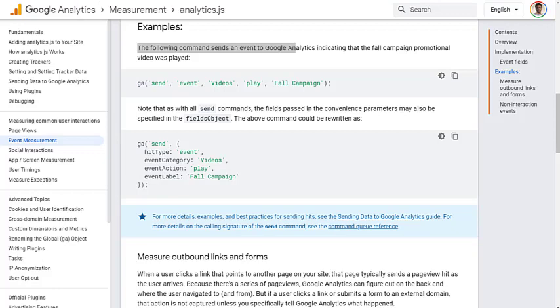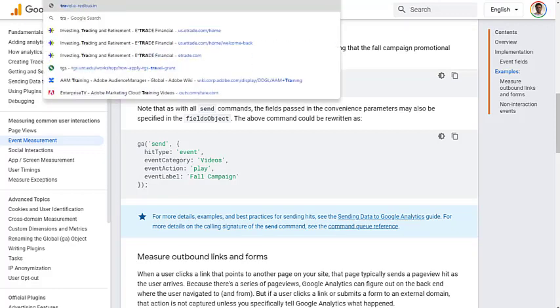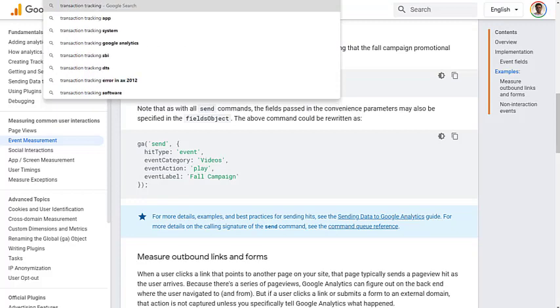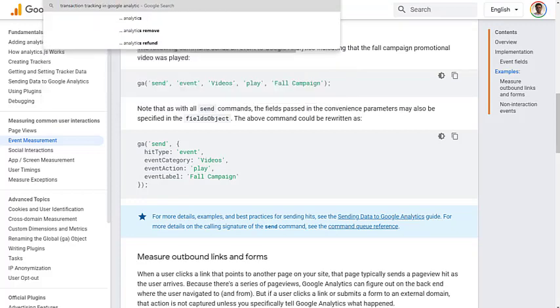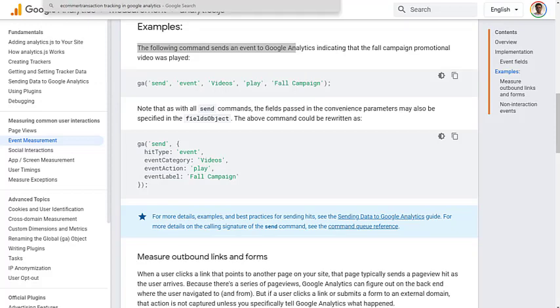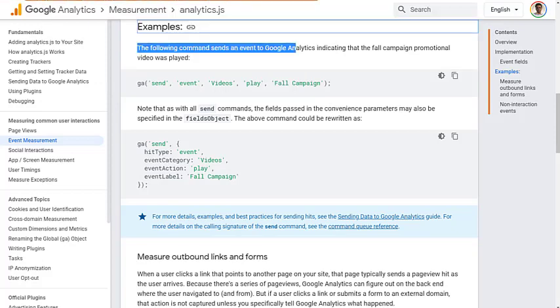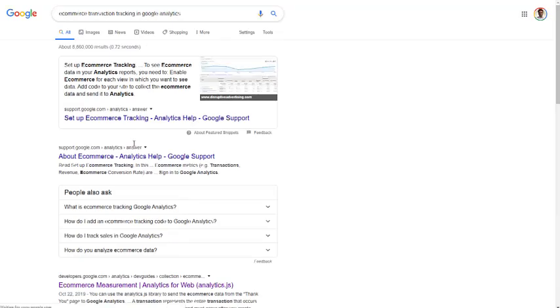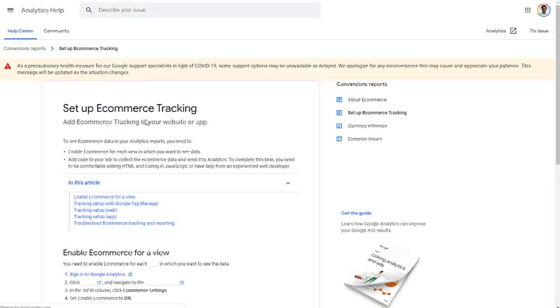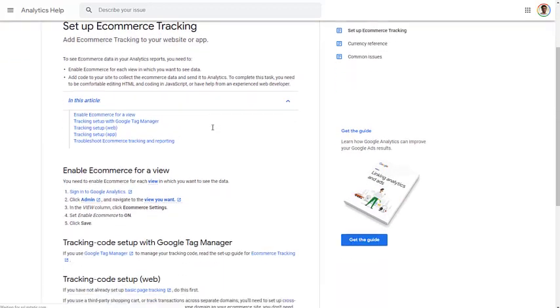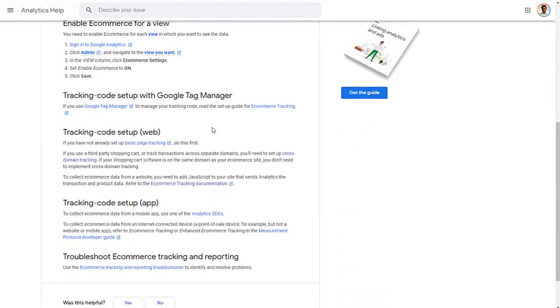Simple. I'm going to do a Google search: transaction tracking in Google Analytics, or let's say e-commerce. And why am I showing you this? Because it is important for you to understand what specific instructions I have to pass on to my developer.